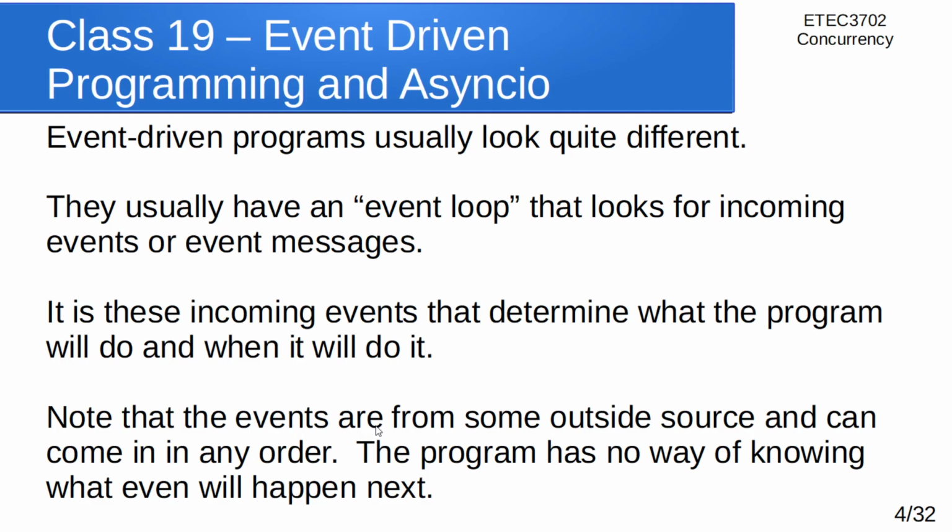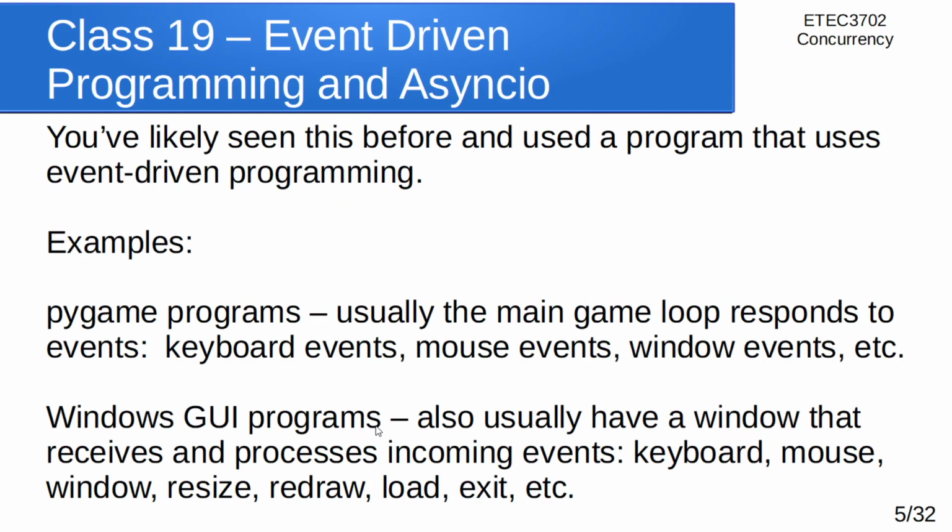In an event-driven program, you basically have a main program that's waiting for events. When events happen, they get handled in some way. It causes some code to be executed when that event occurs. And you might note that those events are usually from some outside source, something happening. And they could come in any order. So the program has no real way of knowing what event will happen next or when a certain event will happen. So notice there's some elements of non-determinism there that come from the fact that it's an outside force causing those events to happen. And you've probably seen this before in programs that you've written that are event-driven.